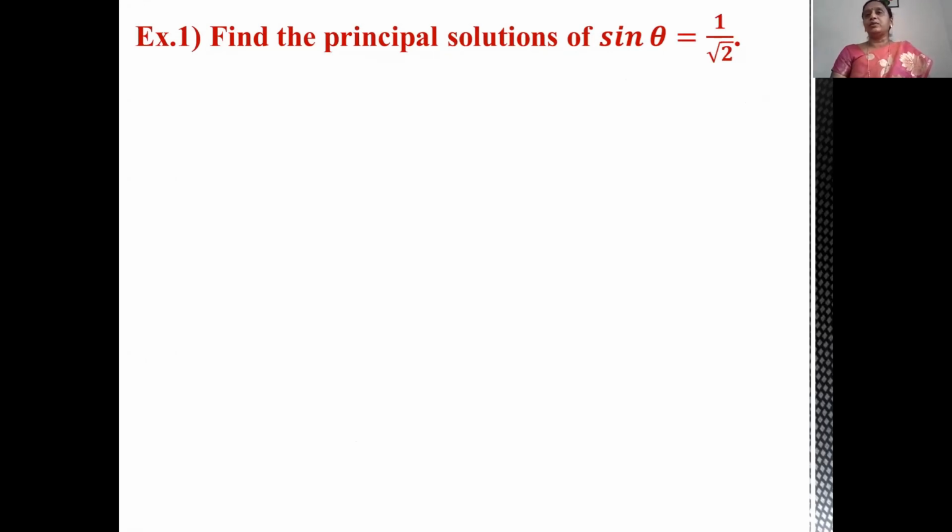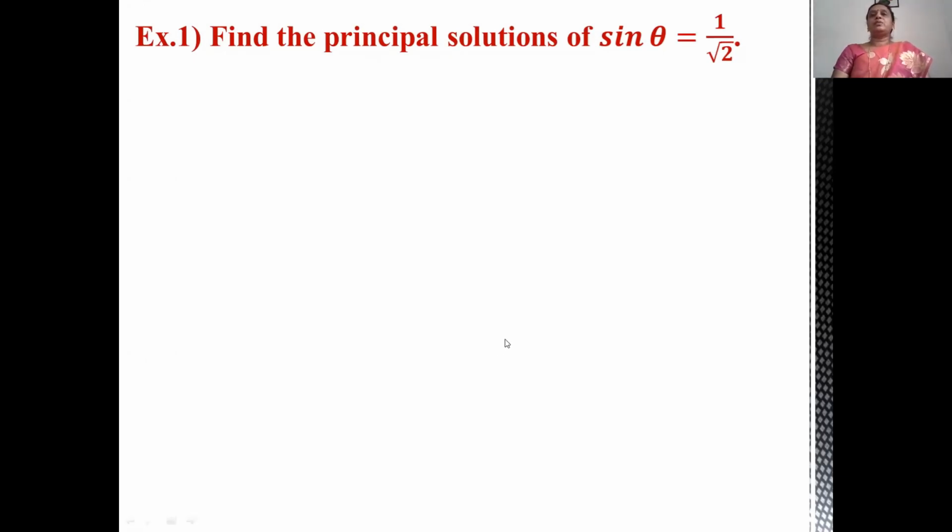Okay? It means that to find the principal solution, we have to check whether that value of theta lies in the interval 0 to 2 pi or not. If it lies in the interval, then it is the principal solution. If it does not belong to the interval, then that will not be the principal solution. Now let's consider some more examples to illustrate this.